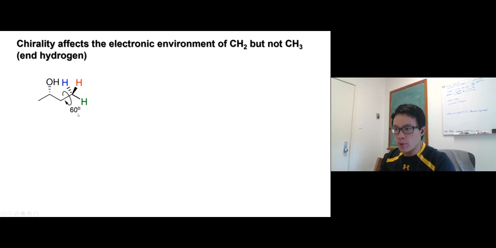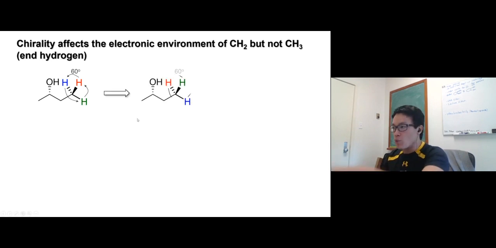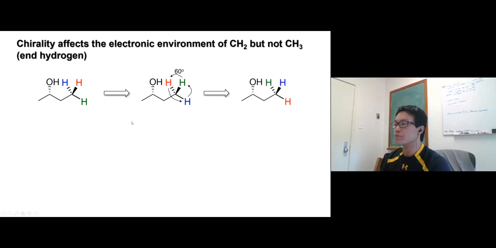I'm going to rotate this carbon single bond 60 degrees. Right. The red is going to replace blue. The blue replaces green. Green replaces red. So you get that. And I can do one more time. You get that. All right.